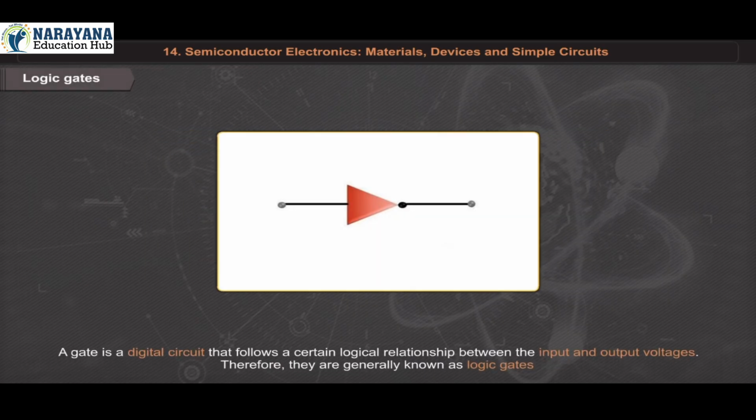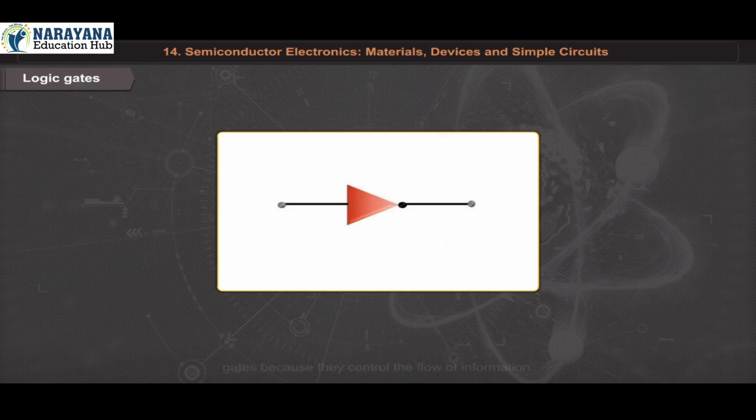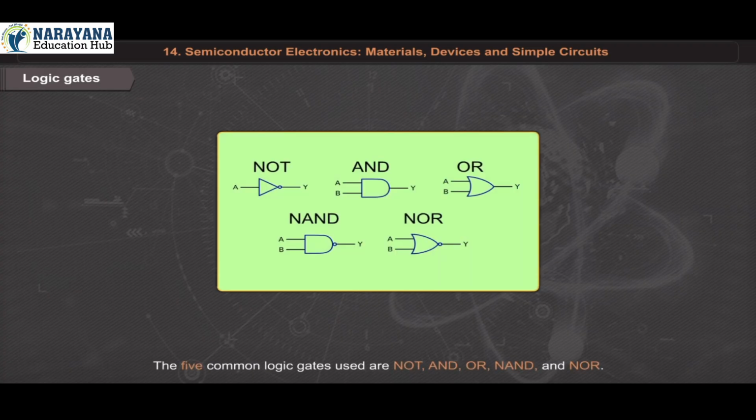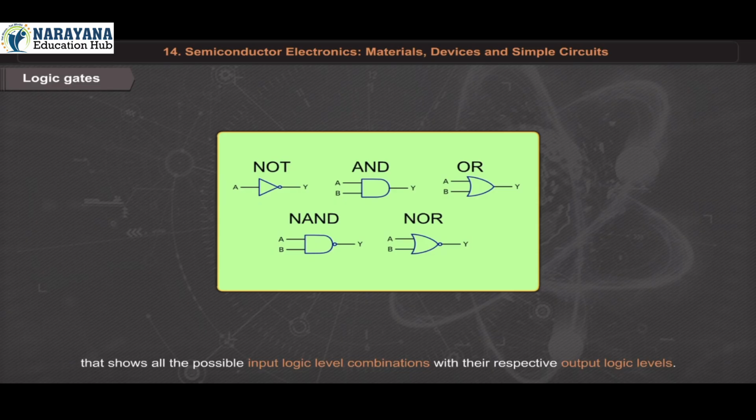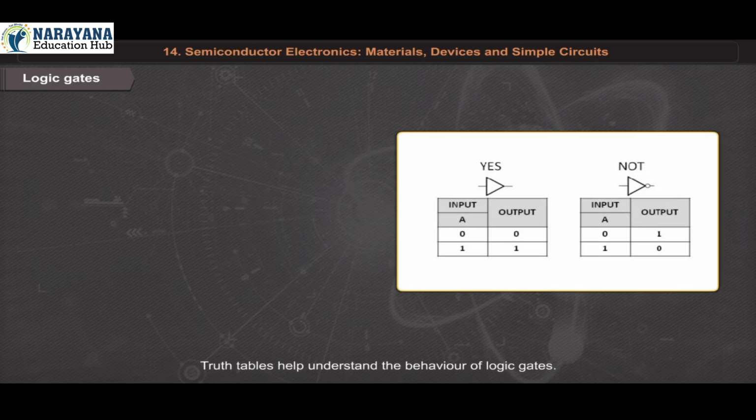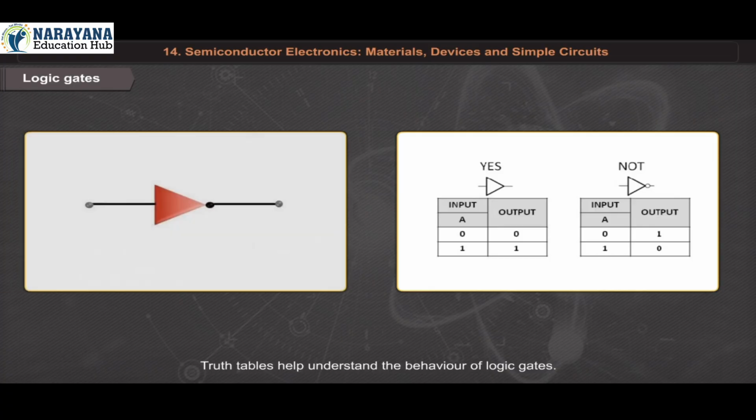Logic gates. A gate is a digital circuit that follows a certain logical relationship between the input and output voltages. Therefore, they are generally known as logic gates. Gates, because they control the flow of information. The 5 common logic gates used are NOT, AND, OR, NAND, and NOR. Each logic gate is indicated by a symbol and its function is defined by a truth table that shows all the possible input logic level combinations with their respective output logic levels. Truth tables help understand the behavior of logic gates.